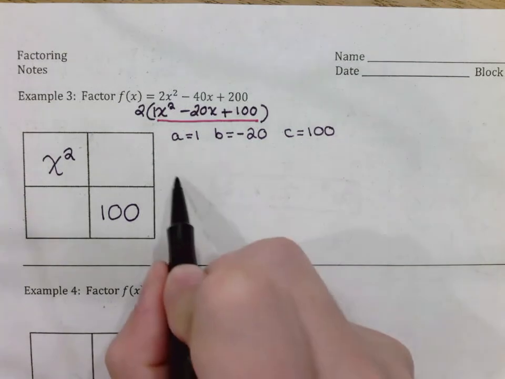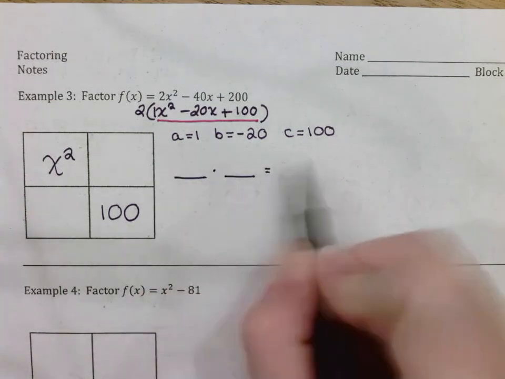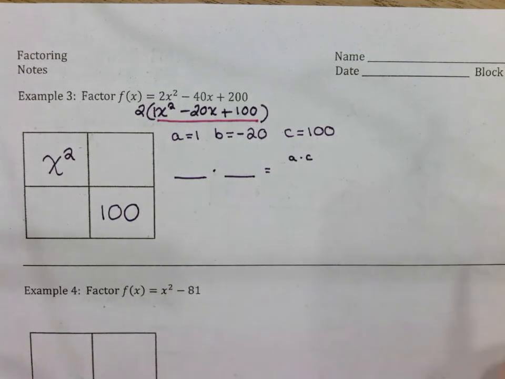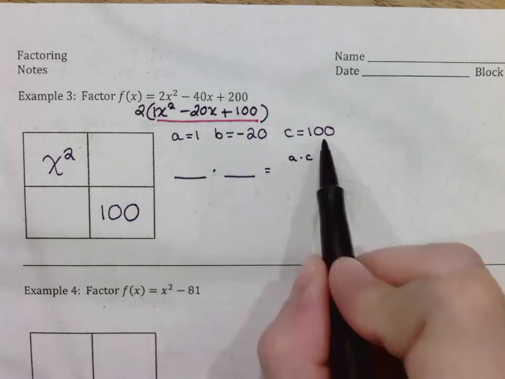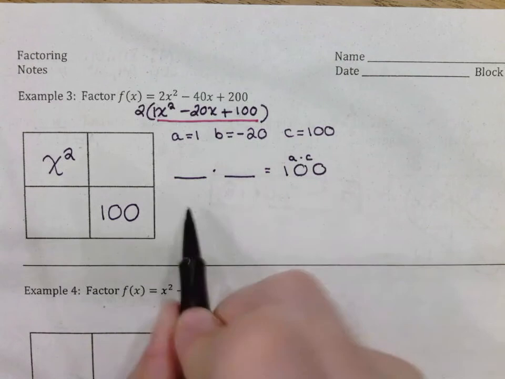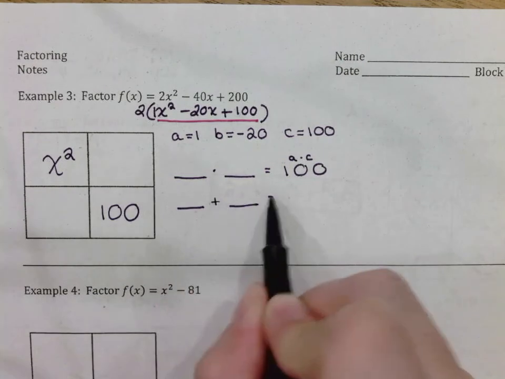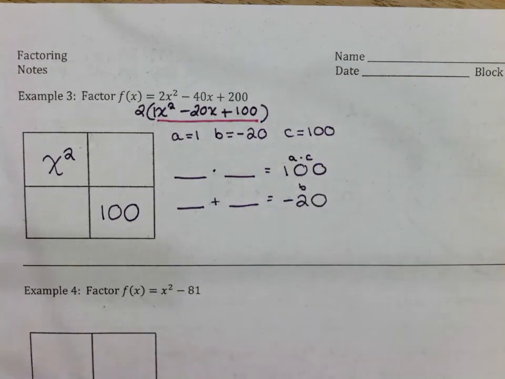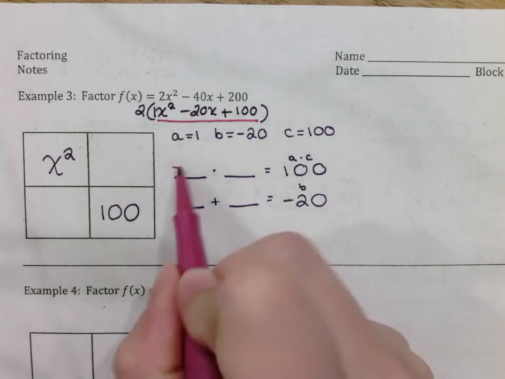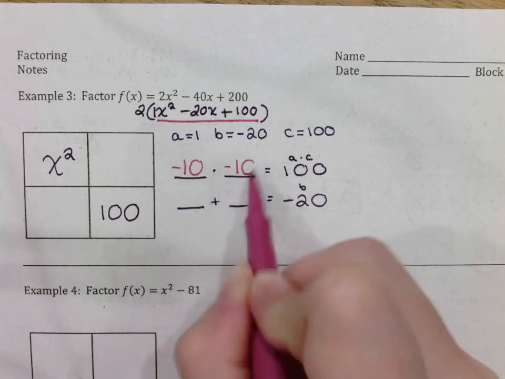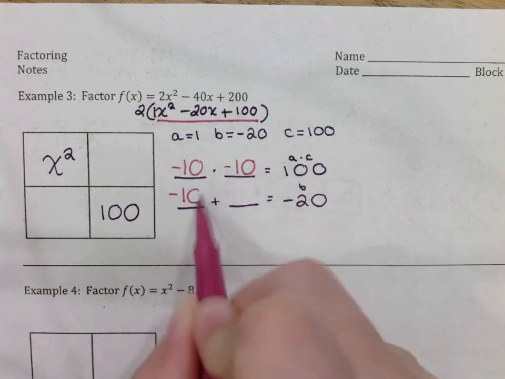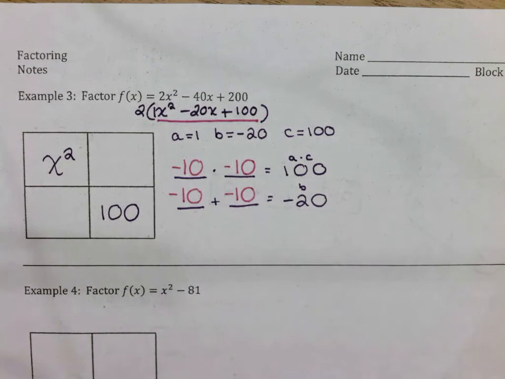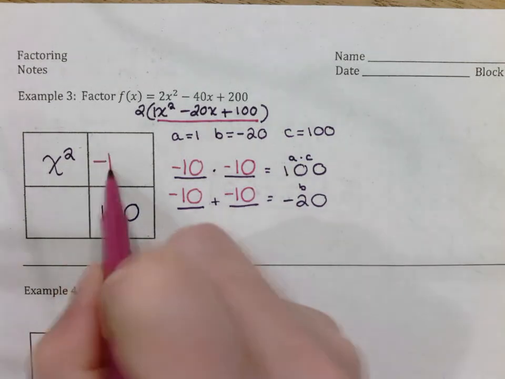All right, so now we need 2 terms that multiply to give us A times C. In this case, that's 1 times 100. But these same 2 terms will have to add to get us B, which is negative 20. And again, there's only one set that works. So it ends up being negative 10 and negative 10. Multiplies to get us a positive 100, adds to get us a negative 20. So we'll attach an x, stick those in our boxes.